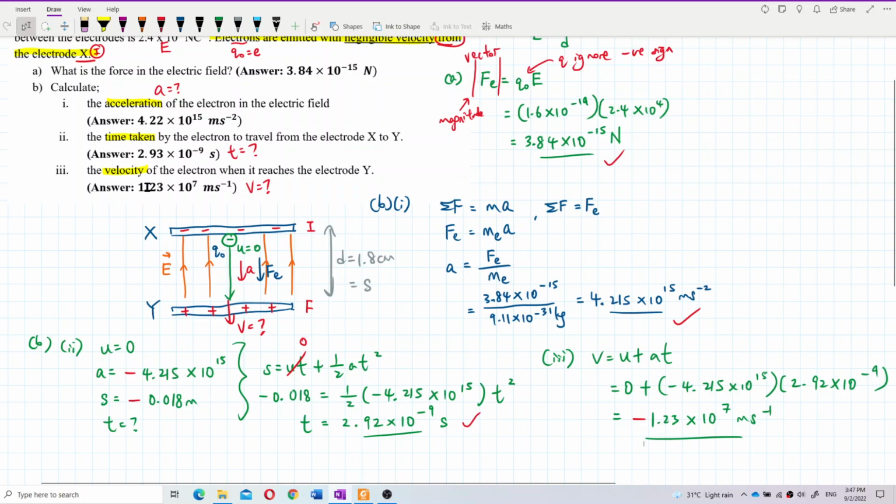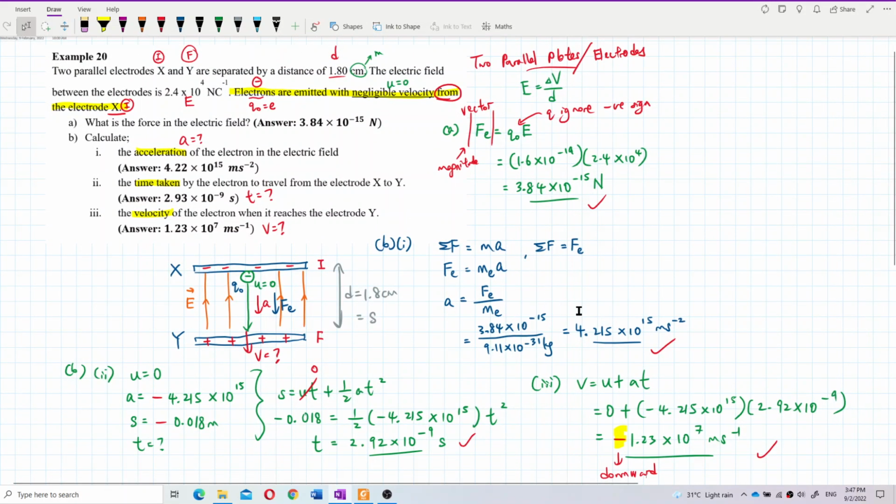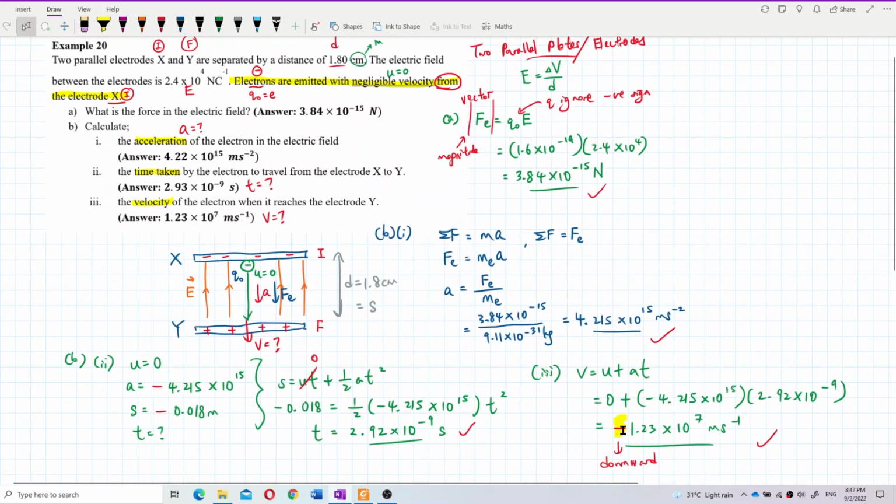Okay, this one is positive. You know why? Never mind, later I will tell you. In terms of value, that's correct. This negative is just direction, direction downward. But why is his velocity a positive value, upward, while my velocity is negative, downward?